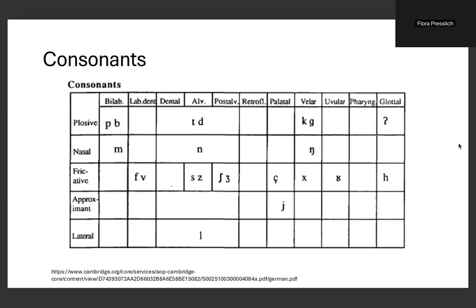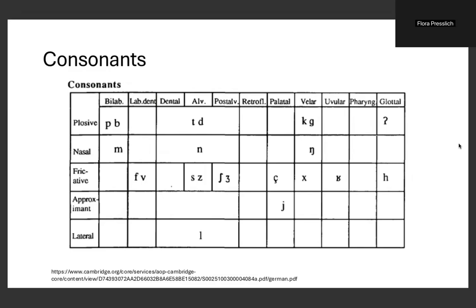Let's start with the bilabial plosives p and b. They can be heard in words like Pause and Butter, which translate to pause and butter. The bilabial nasal m is easy to recognize, for example, in Mann, which translates to man. The alveolar plosives t and d appear in words like Tag and Danke.